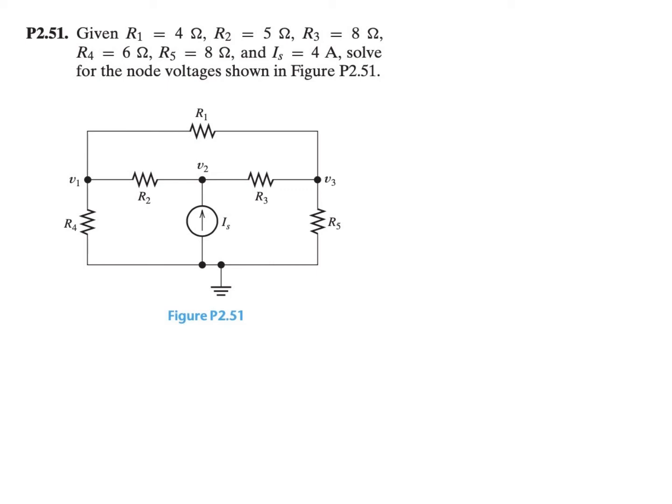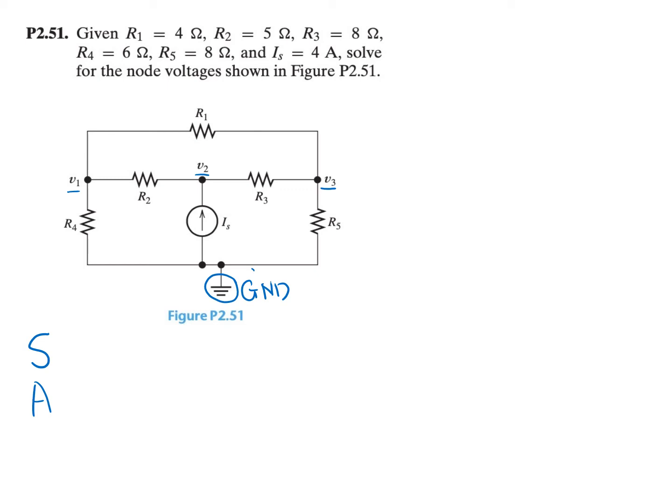So the first step, select a reference node, and it has been selected for us. Here is the ground. And the second step is to assign the node voltages, and we have 3 essential nodes other than the ground. So we have V1 here, V2 here, and V3 here. And that's what we are going to calculate.